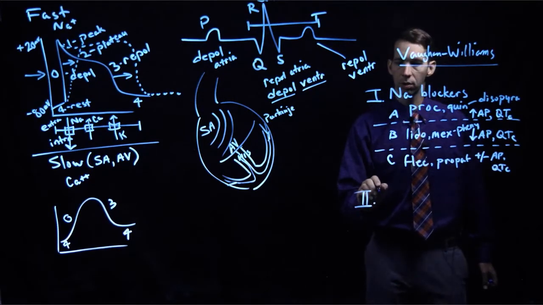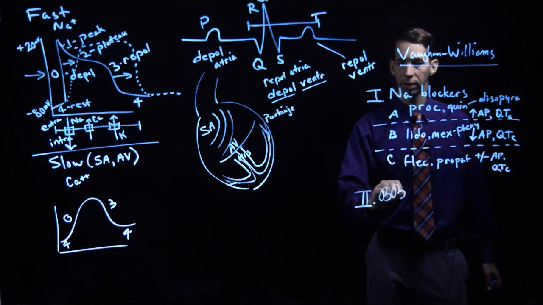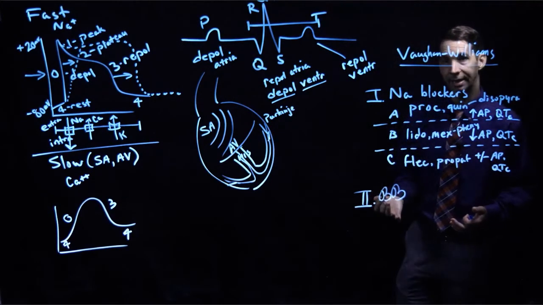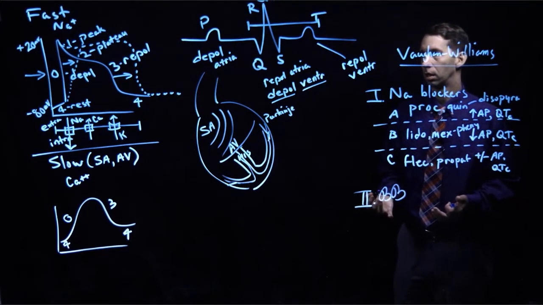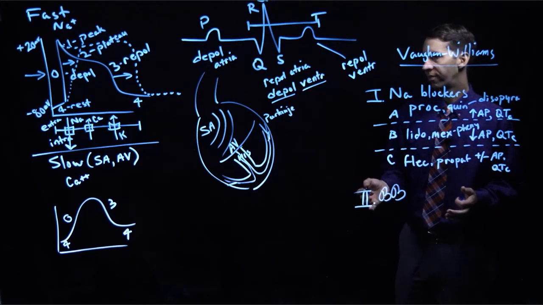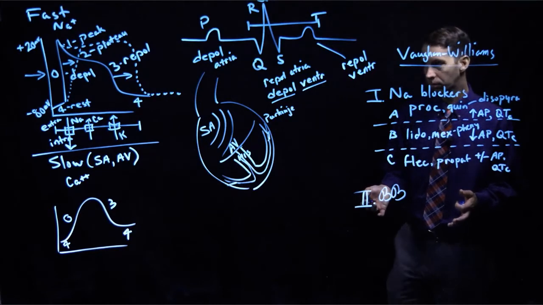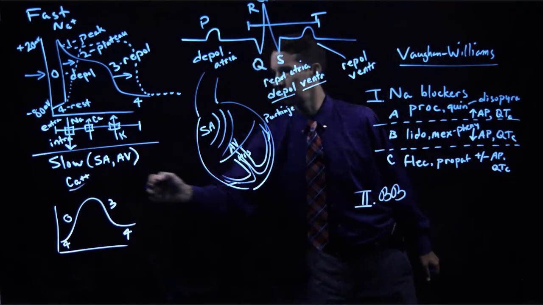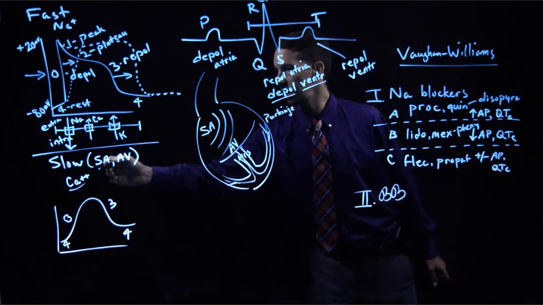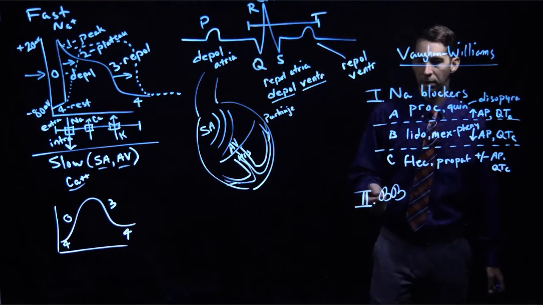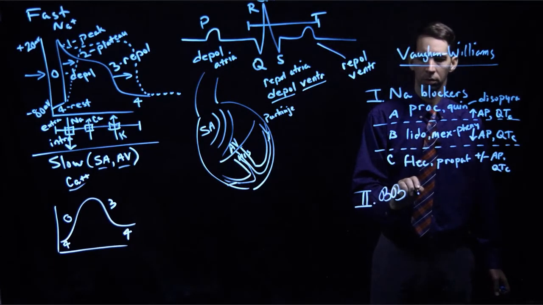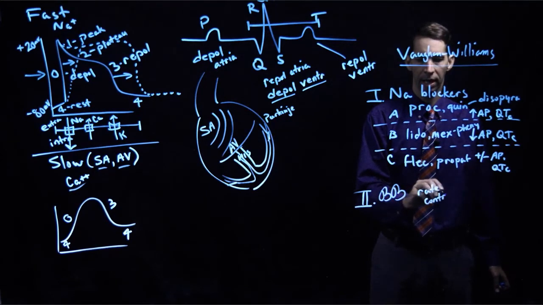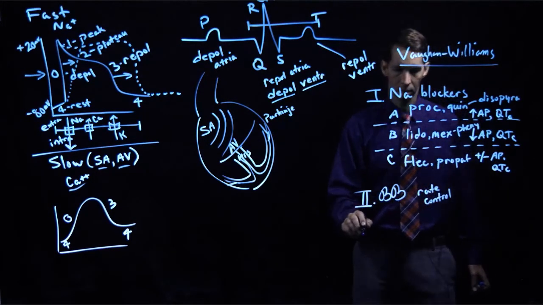So then we have the 2s. Right? So the class 2s are our beta blockers. Think of beta blockers as being like indirect acting calcium channel blockers. So they're really going to affect the slow response fiber, which again is driven by calcium, right? And they're going to work in the SA and the AV node. So the beta blockers are really useful for rate control of atrial arrhythmias like AFib, aflutter.